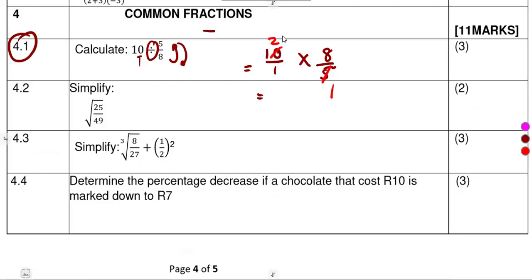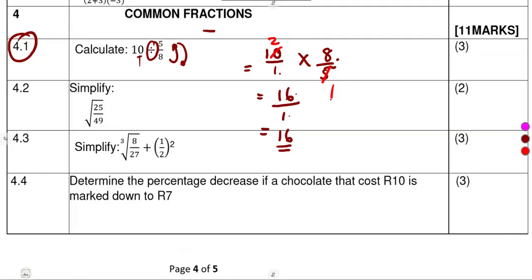So we can multiply the numerators together. These ones, they are only multiplied together. 2 times 8, which is 16, over 1 times 1, which is 1. So 16 divided by 1 is 16. So this is it.